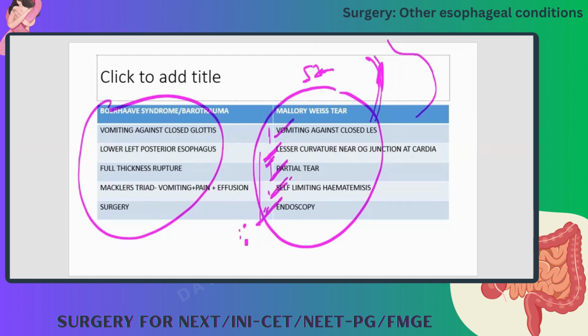Clear both of them? Yes, sir. Clear, sir. Yeah, remember in this order only, so that both will be easy to remember.